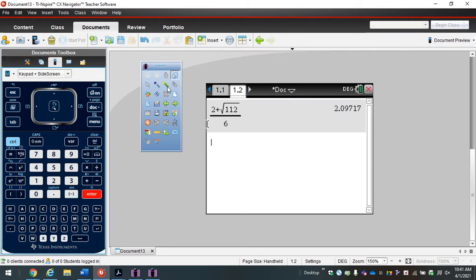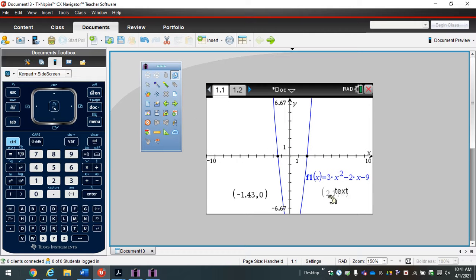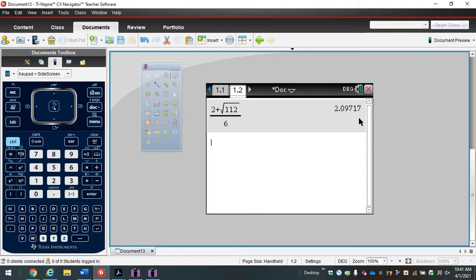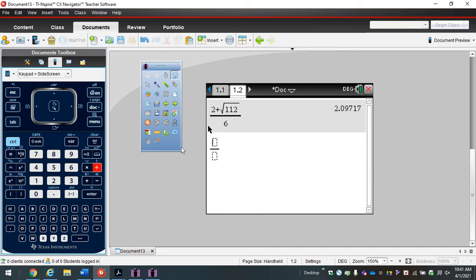What do we get on the calculator right now? What do you get? 2.09. Okay, 2.1 is really close. The only thing is this one can't show us more numbers like this one can, so it rounds it for us. Not too bad. The other one is control division sign. You see that? And you go 2 minus the square root of 112 over 6.